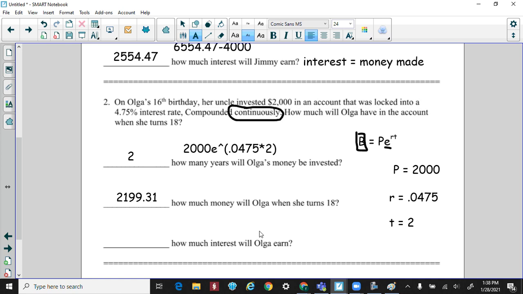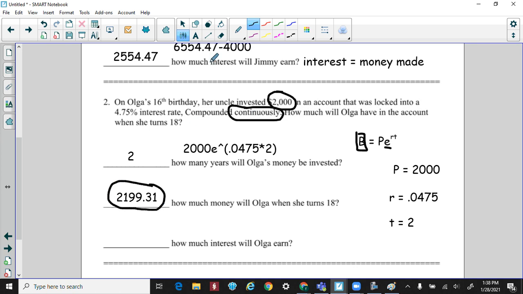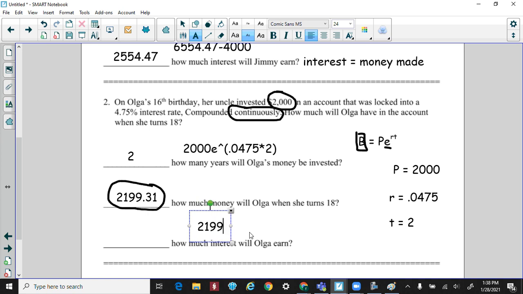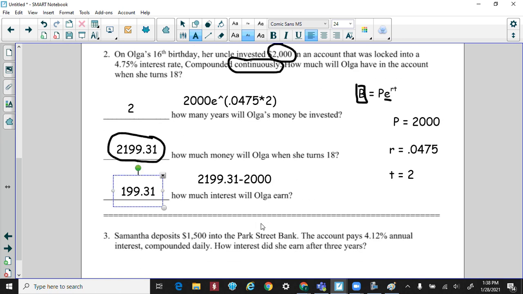How much interest will Olga earn? Remember, interest represents money made. She started with $2,000, and now she's at $2,199.31. So again, how much money did she make? Well, a simple subtraction problem is going to help us out with that one. Minus 2,000. All right, so my answer is $199.31.